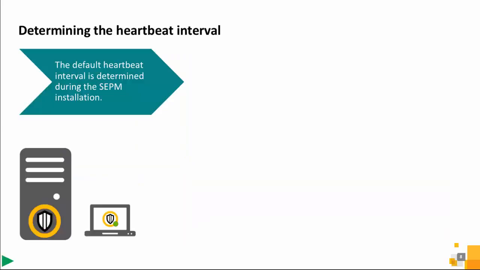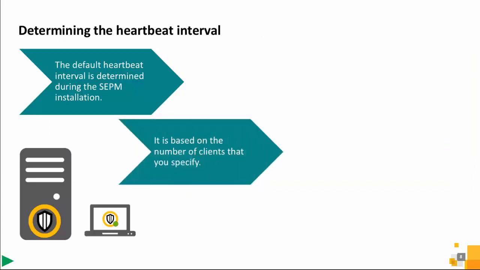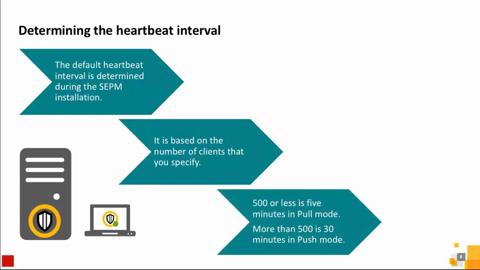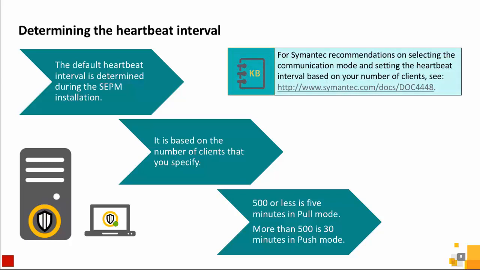The default heartbeat level is determined during the SEP14 installation and is based on the number of clients you specify. If you select the default installation, which is for 500 clients or less, the heartbeat is set to every 5 minutes in pull mode. If you select the custom installation, which is for over 500 clients, the heartbeat interval is set to every 30 minutes in push mode. When necessary, you change these configurations on the group's communication settings page. For Symantec recommended communication settings, see the KB article shown on the slide.